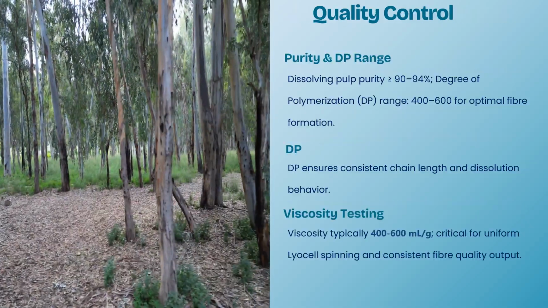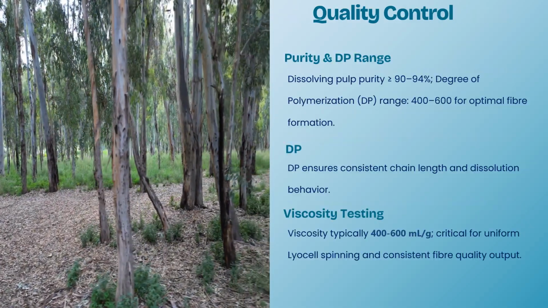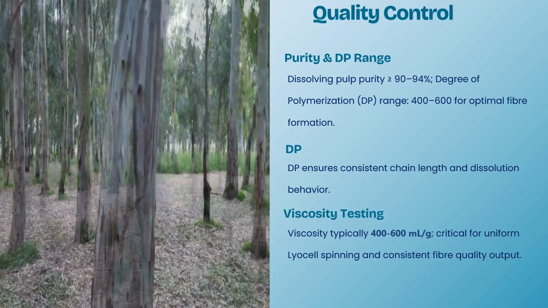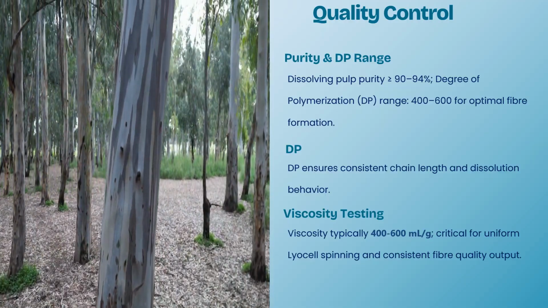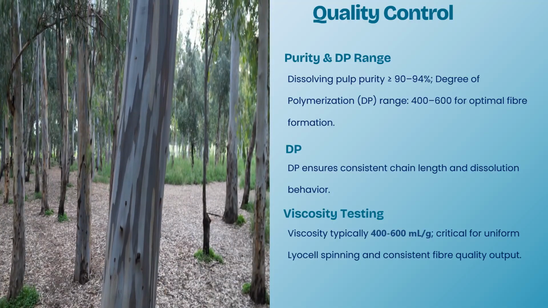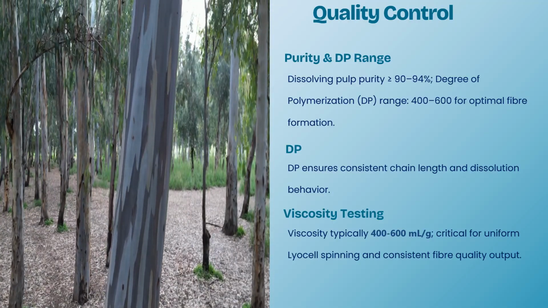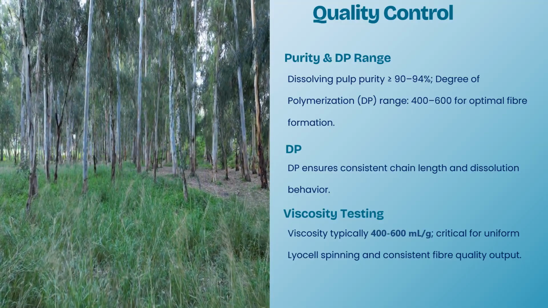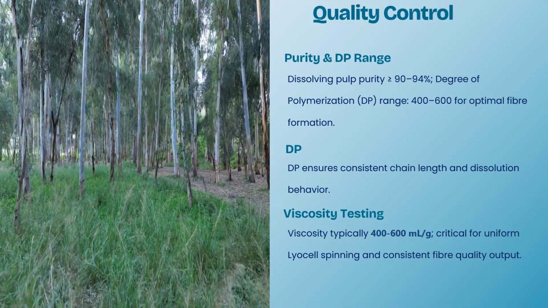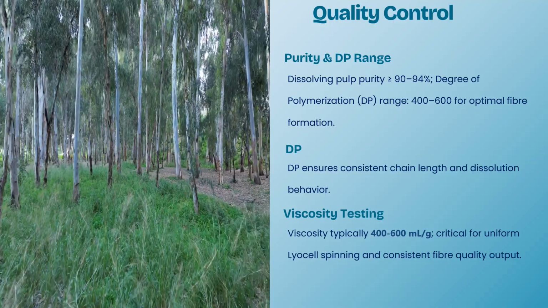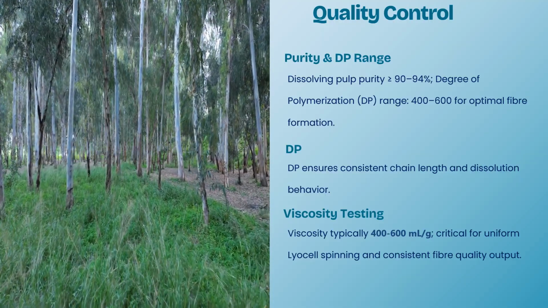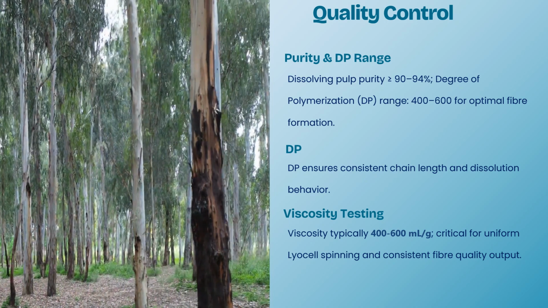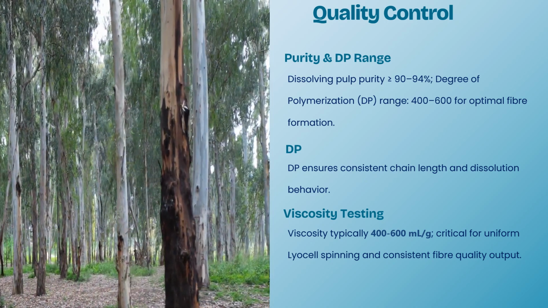Pulp quality is evaluated using several important parameters. The cellulose purity should be between 90 and 94%. The degree of polymerization, or DP, should generally be between 400 and 600 for efficient fiber formation. Viscosity is another critical parameter, usually maintained between 400–600 milliliters per g. It is a viscosity number obtained by dissolving cellulose in a standard solvent, usually CED, cupriethylene diamine. These properties ensure smooth dissolution and stable lyocell spinning performance.